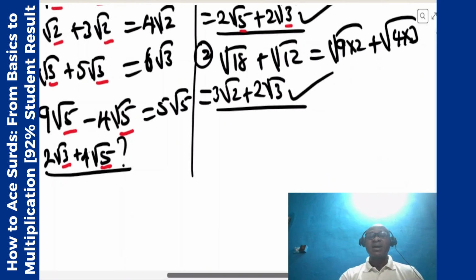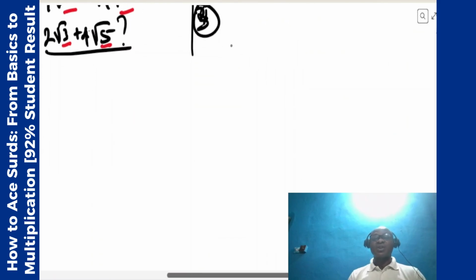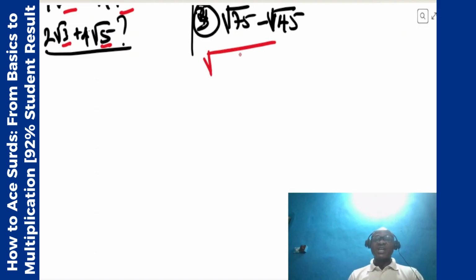Very good. Now, what if it is in this form? Let's say question number 3 says you should simplify the square root of 75 minus the square root of 45. Okay, you can agree with me to solve this. 75 is the same thing as 25 multiplied by 3, minus 45, which is the same thing as 9 multiplied by 5.